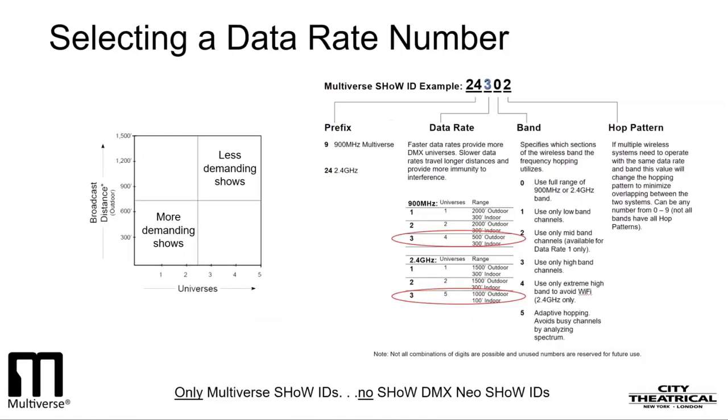Choosing a data rate of 3 on both radios gives us 4 universes in the 900 megahertz area and 5 universes in the 2.4 gigahertz area, and we have sufficient broadcast distance. That data rate of 3 will become part of our show ID, such as 93 blank blank blank and 243 blank blank.